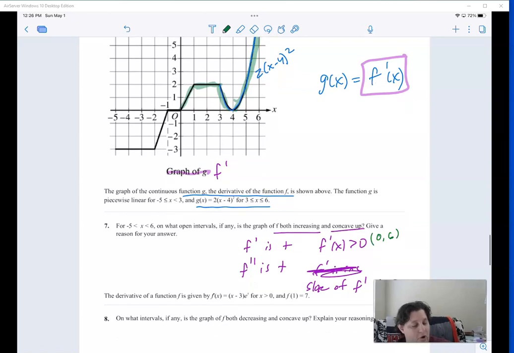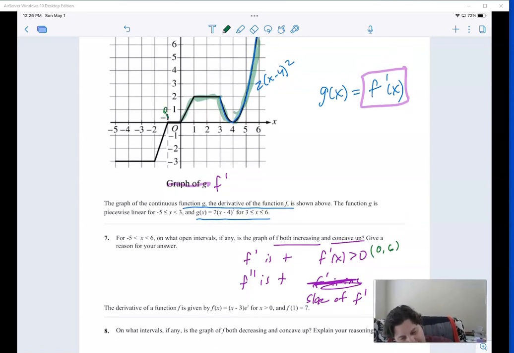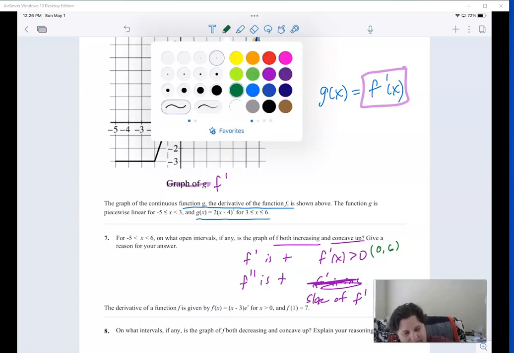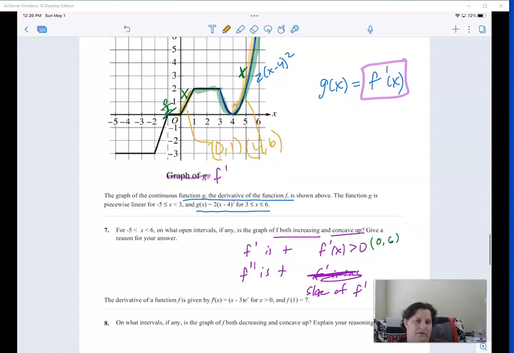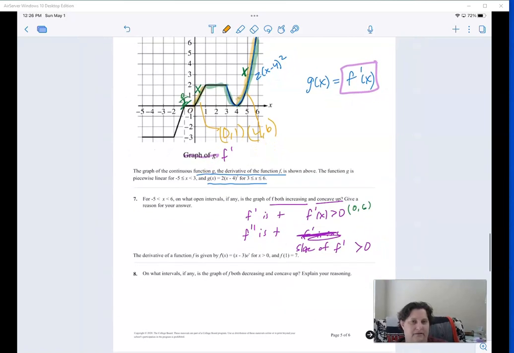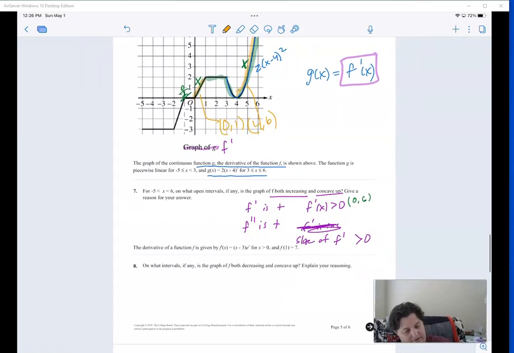Now, where is the slope of f prime positive? Remember our snowboarder guy? Those are positive slopes. Those are 0 slopes. Those are negative slopes. So it looks like it's above the axis and the slope is positive here and here. So I'm thinking it's 0 to 1, 4 to 6. Above the axis and the slopes are increasing. So I'm going to go 0 to 1, 4 to 6.